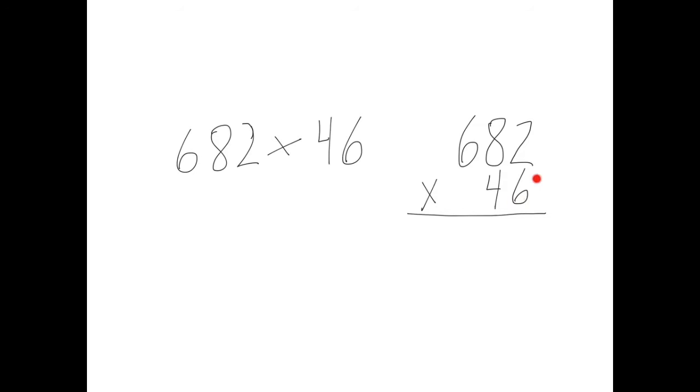We need to do 6 times 2. So we are going to be multiplying the 6 and the 2, which gives us 12. I write the 2 in the ones place, and I carry the 1. Now what do we do? We do 6 times 8, which gives us 48.